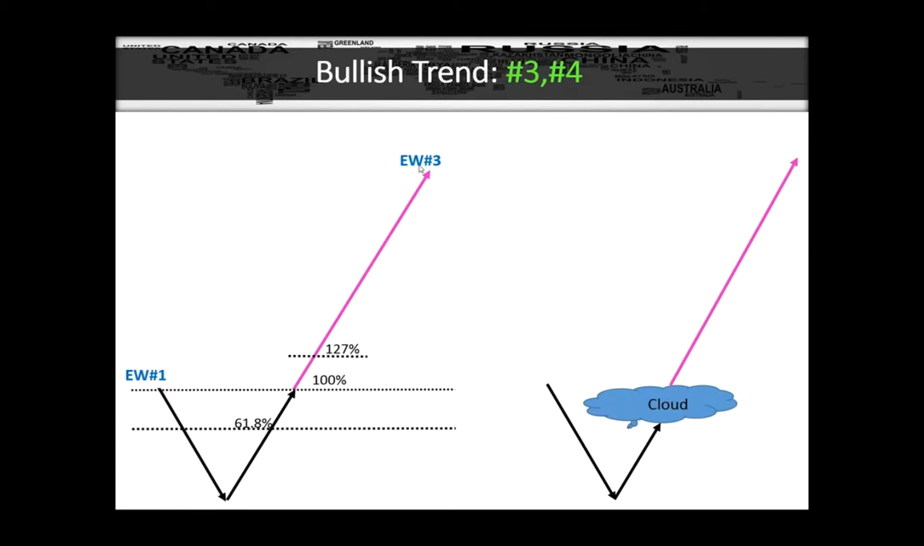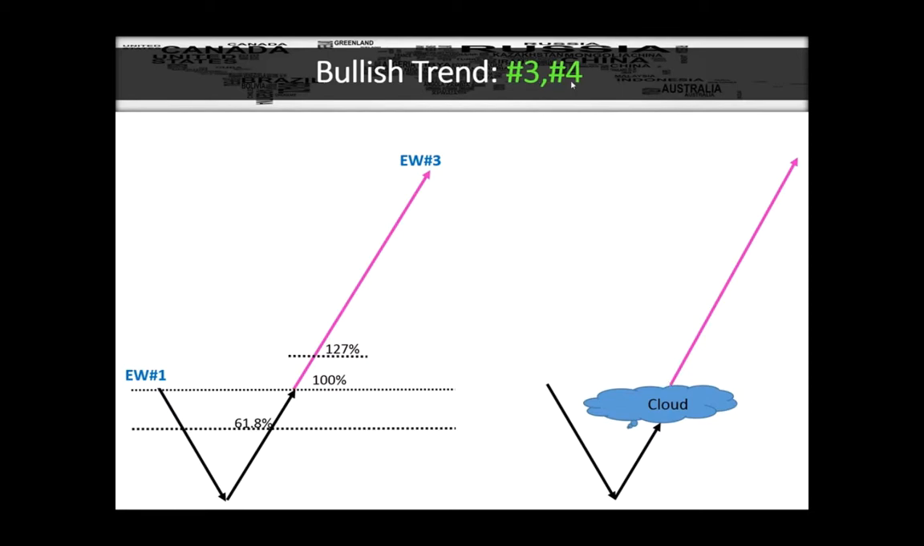Does that help with everyone? Okay? Now, what's the difference between a 3 and a 4? If you think about it, this cloud here represents a resistance, just like this 100% retracement here. As soon as it breaks the cloud, it's a 3. The moment it forms a pivot and starts pulling back, which is the first pullback after it broke the resistance, that turns a number 4.